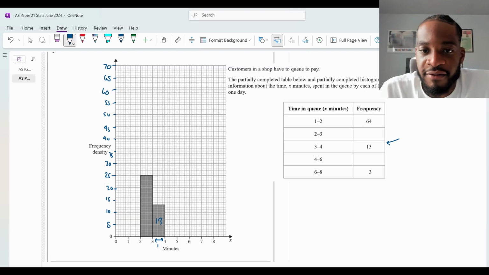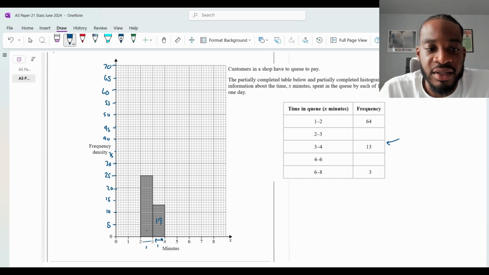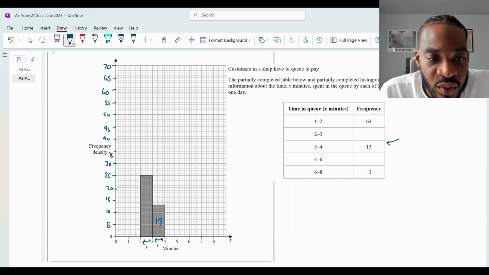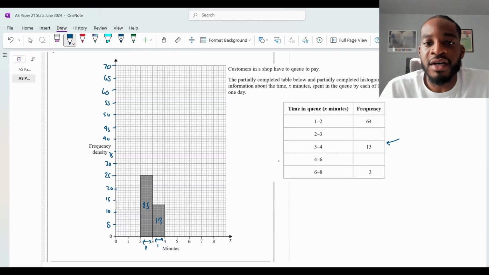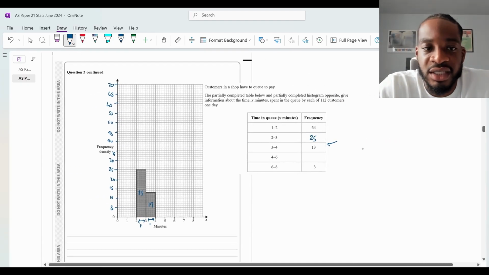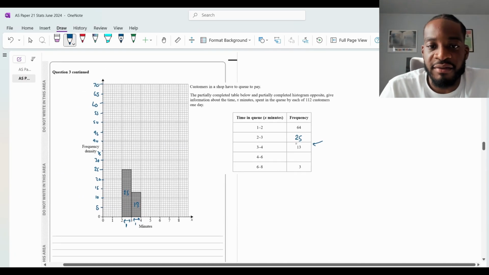We need to fill this in. So 2 to 3, that is given to us here. Now that we have the labeling of the frequency density, we just need to calculate this area. That is 1 again. Okay, so that's 1 there. What height is that? That's up to 25, isn't it? So this area is 25 because it's 1 times the height of 25. So we can put a 25 there, which is perfect. Let me just zoom out so you can see that. Yeah, so 25 goes there.